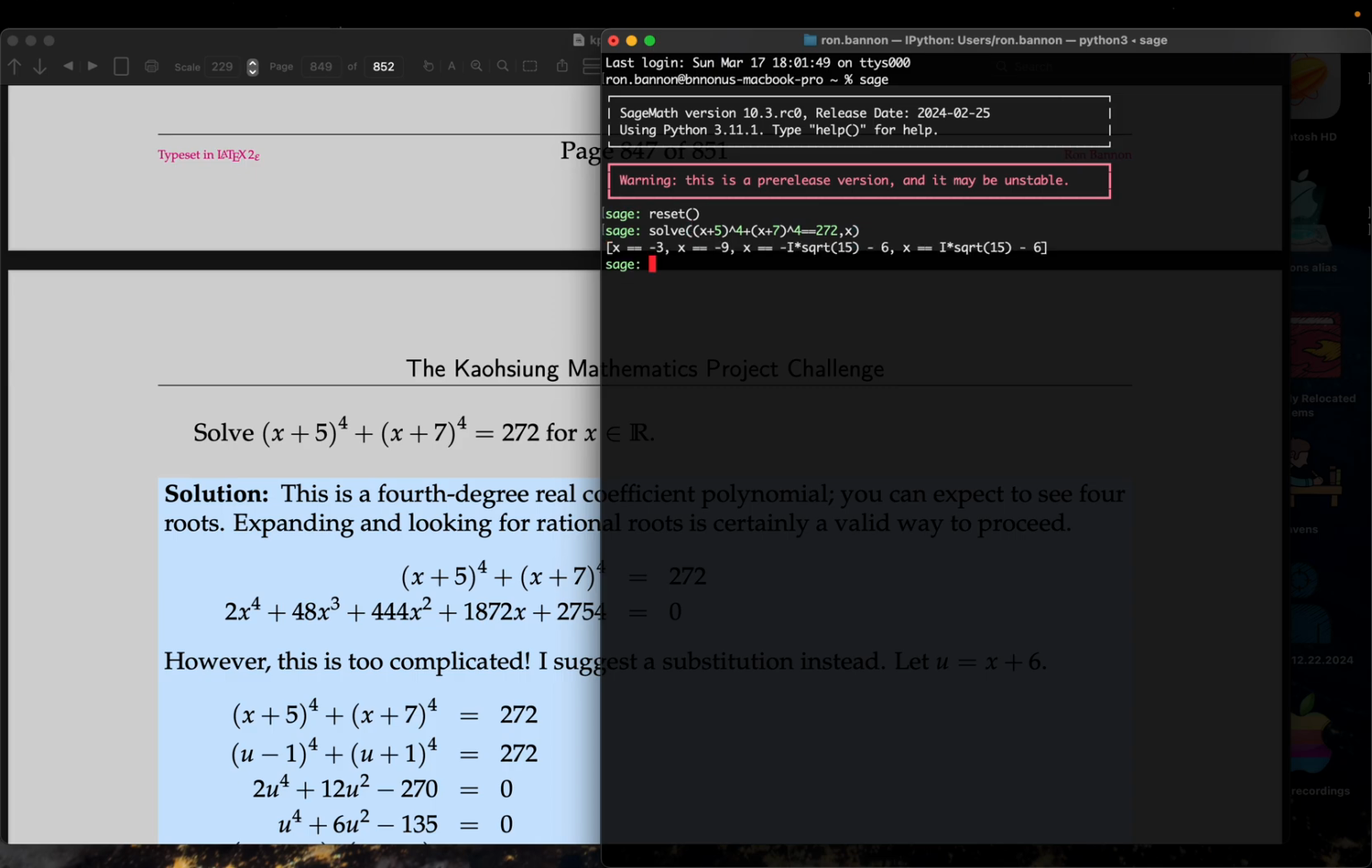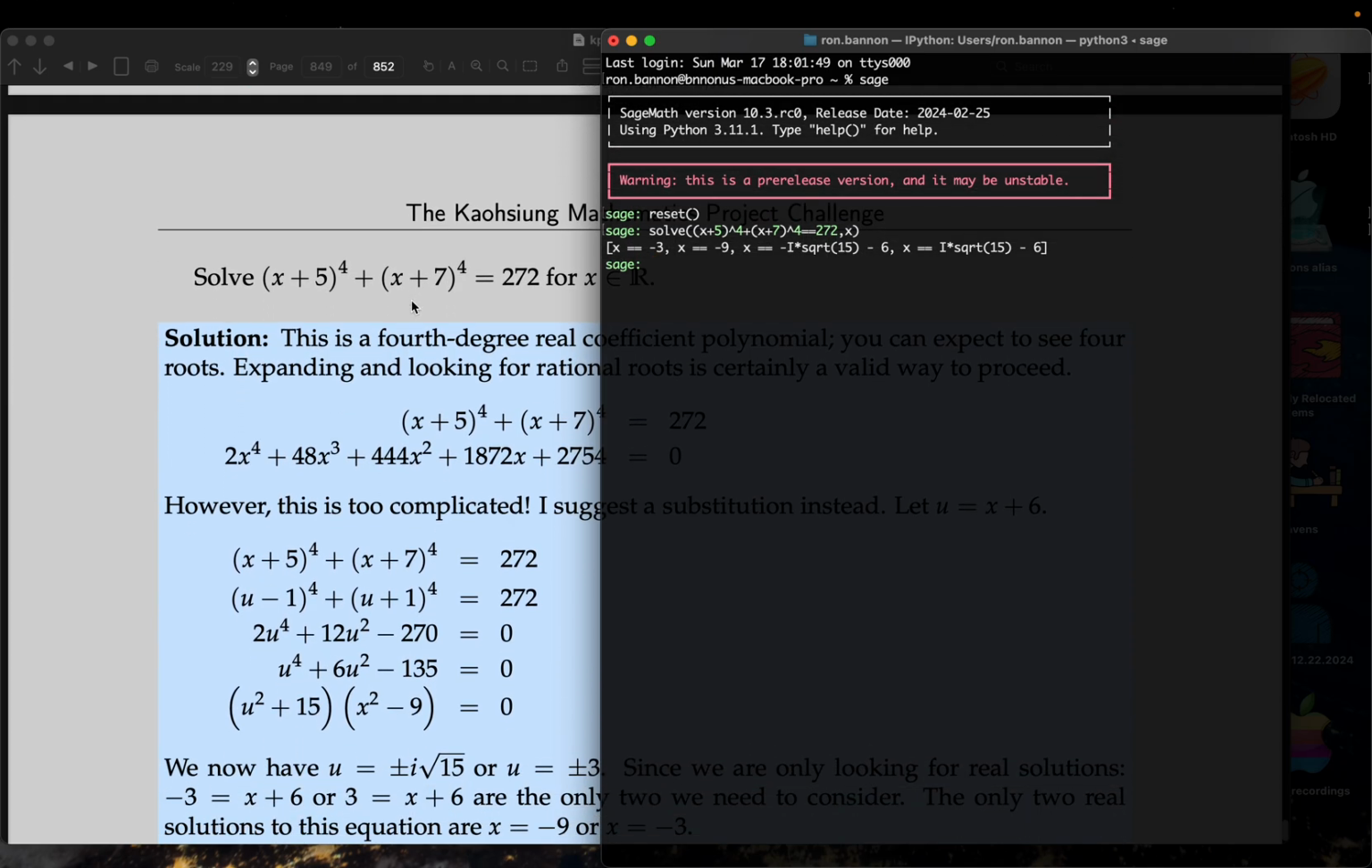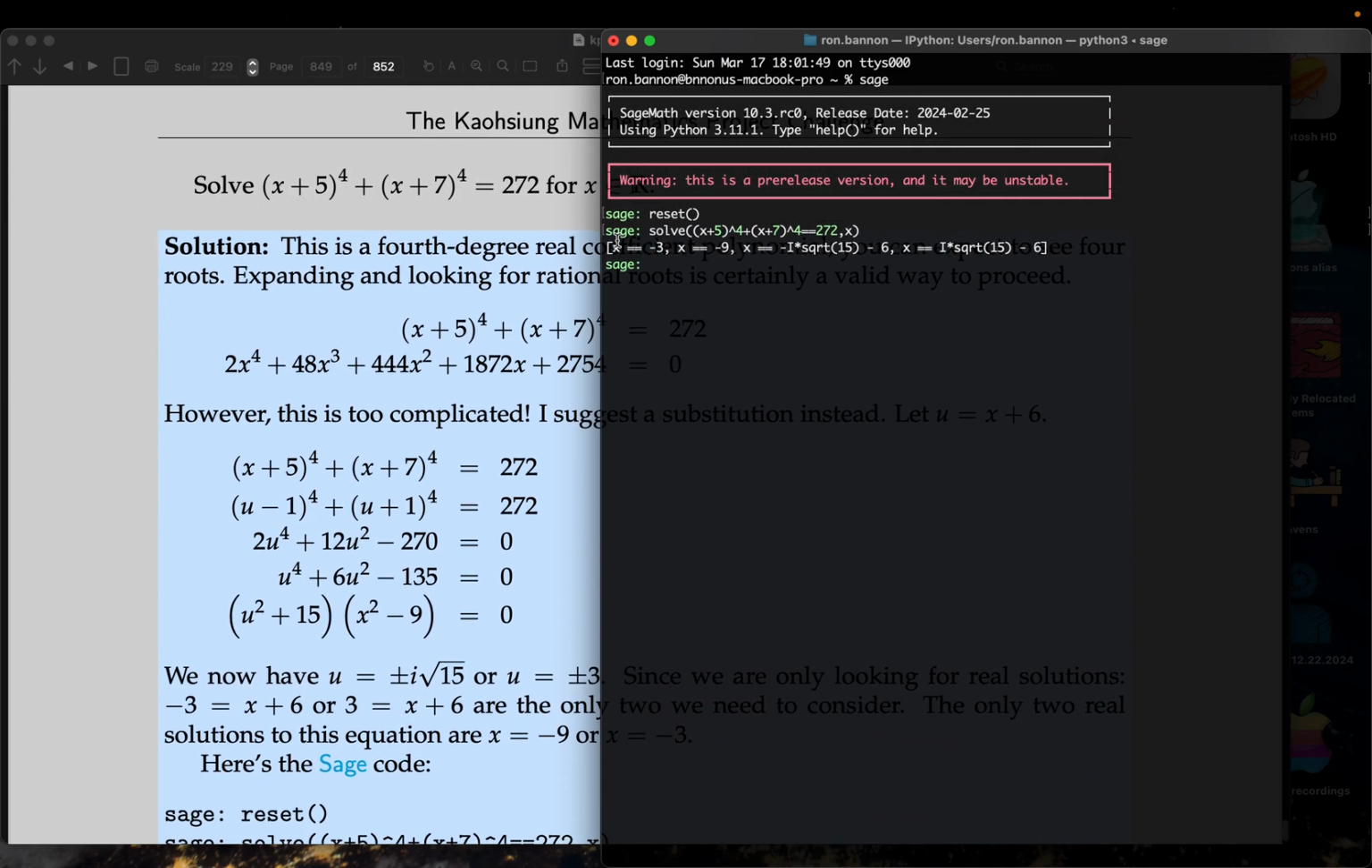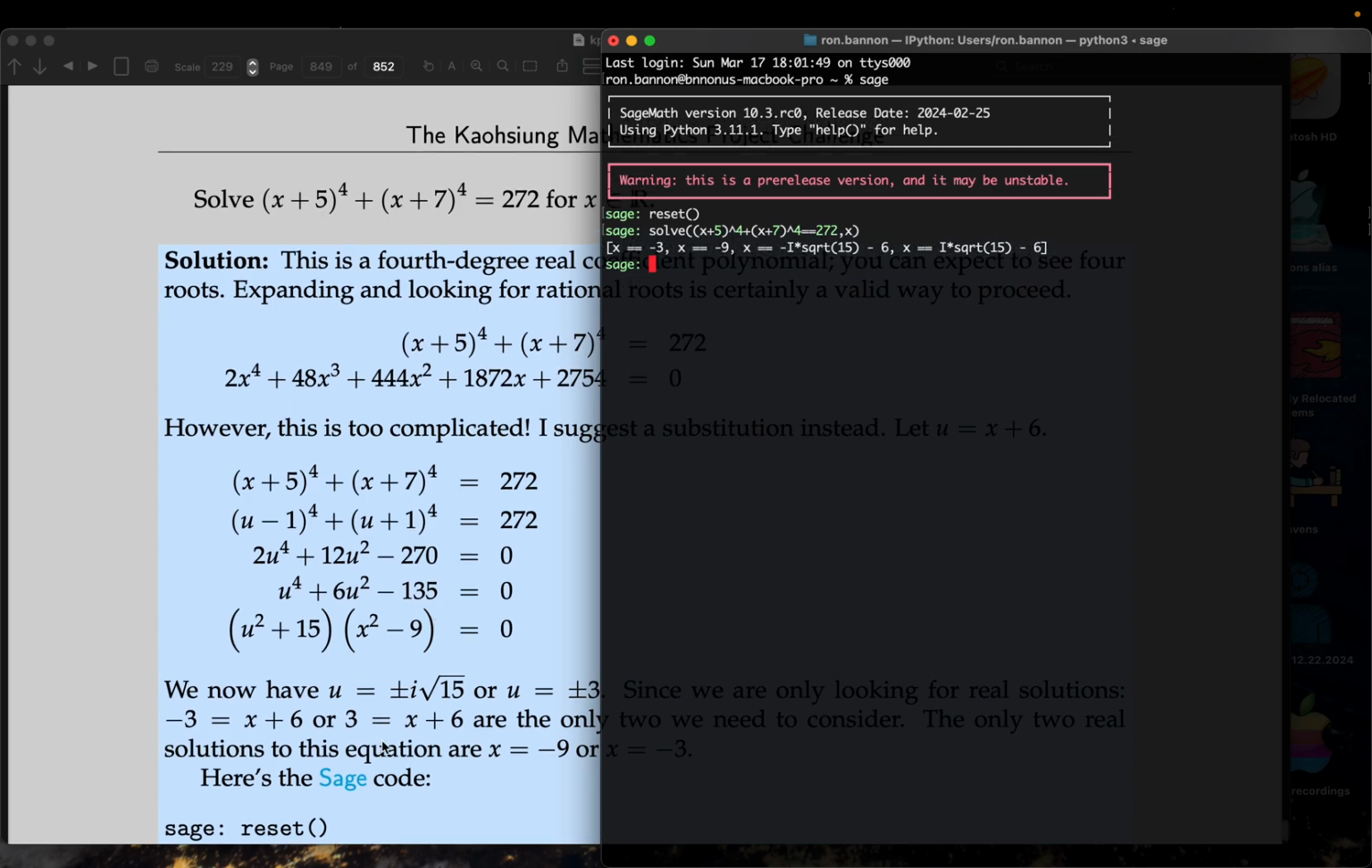And what do I get over here? I get answers. Now, what answers do I get? I get two real answers, the ones we're expecting, by the way, -3 and -9. And I get those two complex answers. And again, we were getting these imaginary numbers over here. And if we made a substitution, we'd get these complex answers as well.